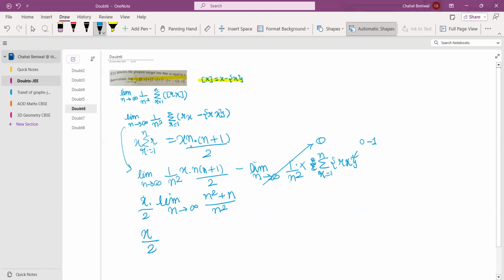So it is x by 2, limit n tending to infinity, of 1 plus 1 upon n upon 1. And we know that since n is tending to infinity, 1 upon n is going to tend to 0. So this whole thing is going to be equal to x by 2, and this is our answer.